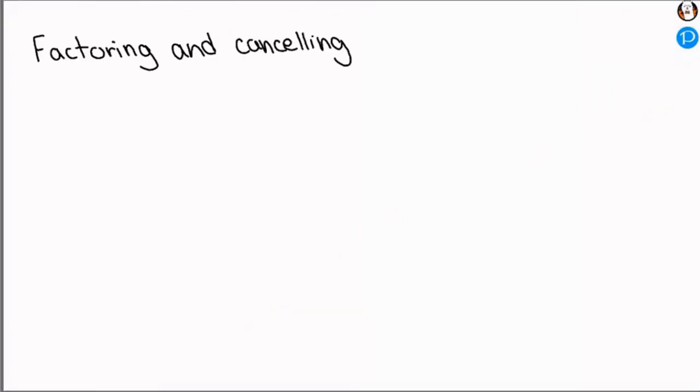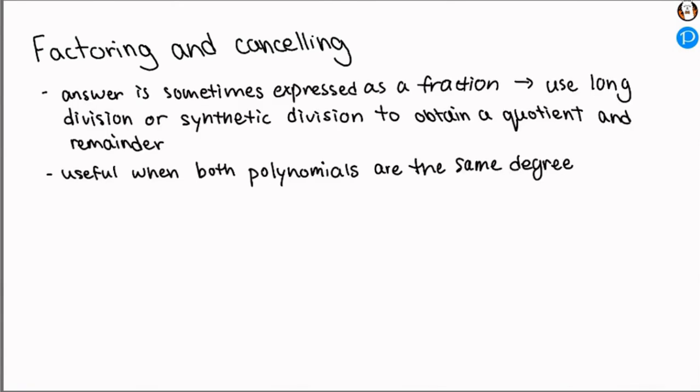Our last method is factoring and canceling. Sometimes the answer is expressed as a fraction, so you have to use long division or synthetic division to obtain a quotient and remainder. This is after you've done factoring and canceling. Factoring and canceling is especially useful when both polynomials have the same degree. So let's try an example.